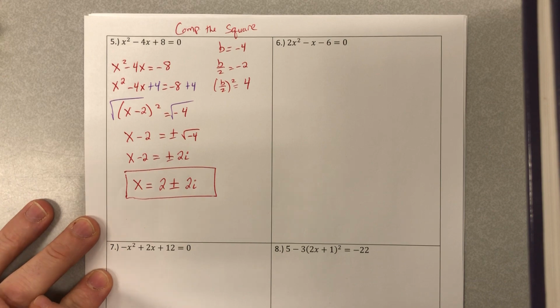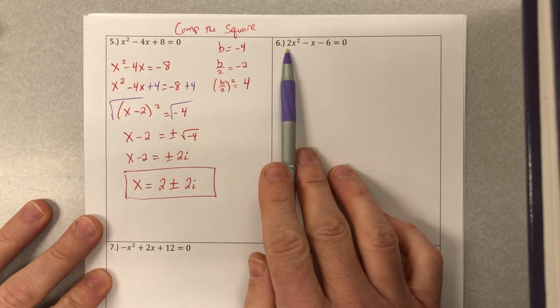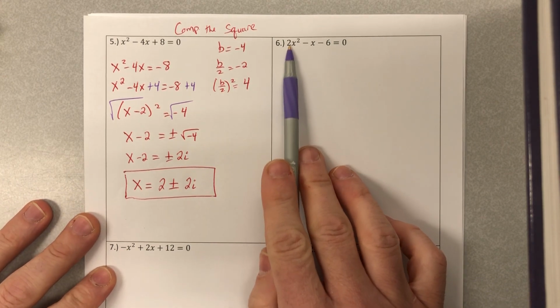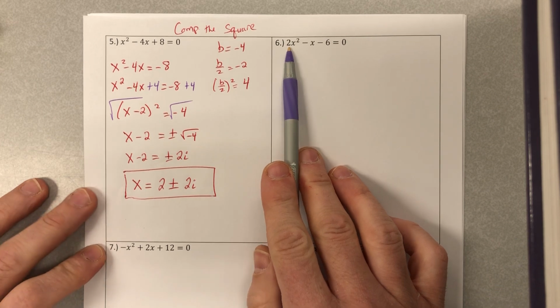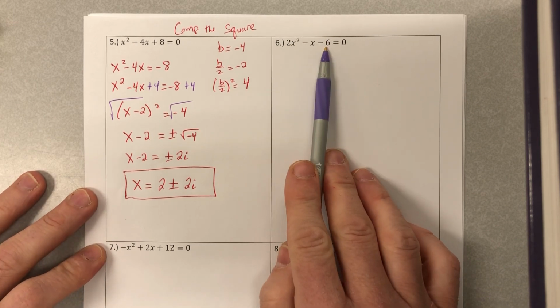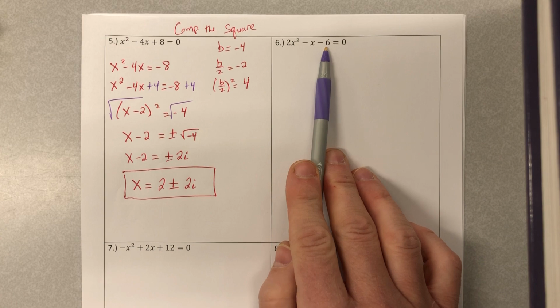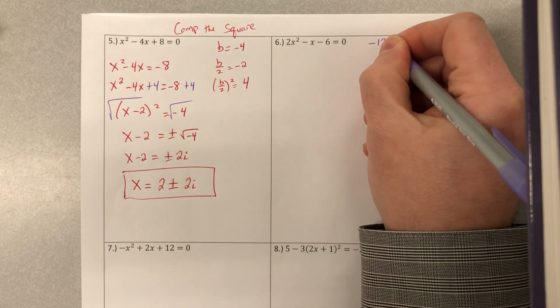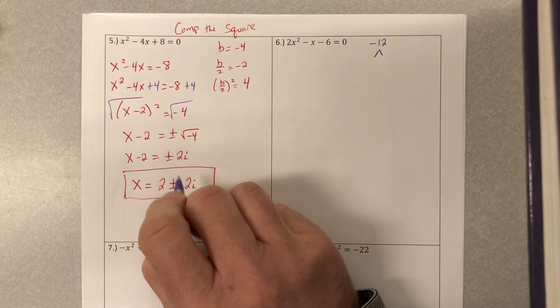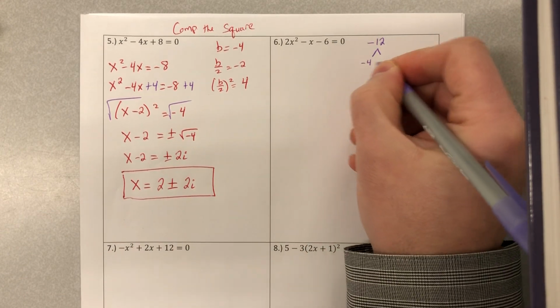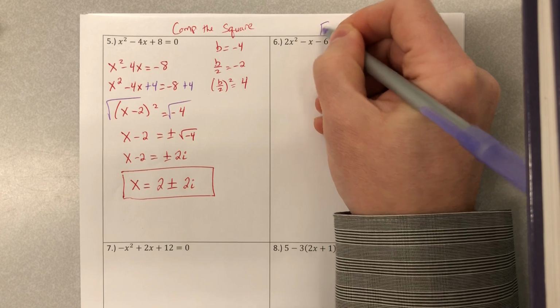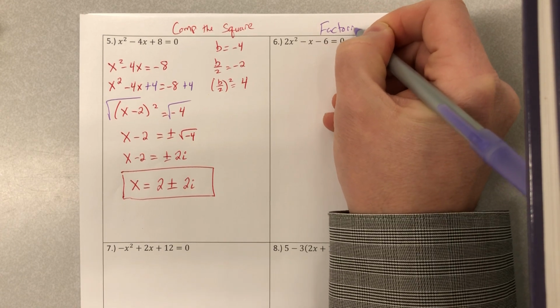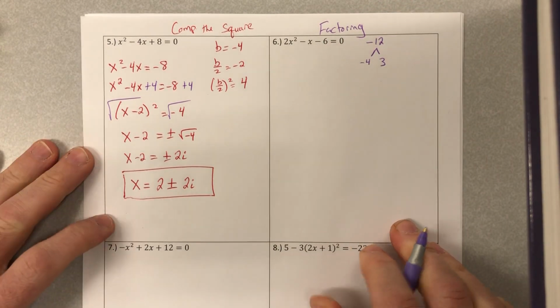All right. When we look at number 6, our a is something other than 1, so we can think about 2 times −6, using the AC method, would be −12. Do we have factors of −12 that have a difference of 1? Yes, −4 and 3. So I'm going to solve this one by factoring.